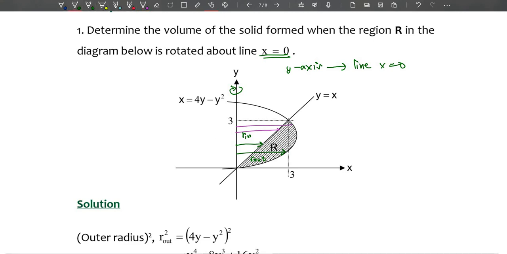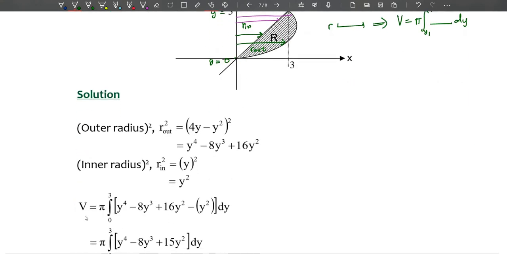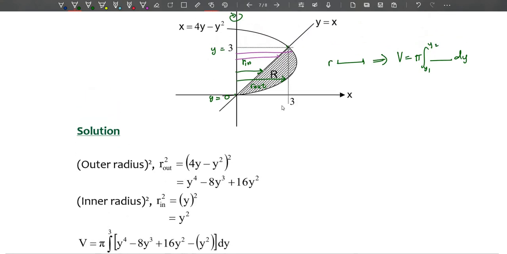Next, since our R is horizontal, you know that V is equal to pi times the integral of something with respect to y. Here should be the value of y1 and here is y2. As you can see, it starts from y equal to 0 and the other intersection point is at y equal to 3. That's why V is equal to pi integrated from 0 to 3.